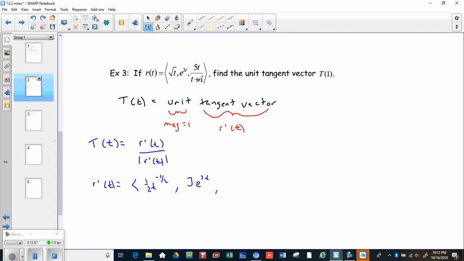And then this last one looks like we're going to have to do a quotient rule here. So let's see, the derivative of the top is 5 times the bottom, minus the derivative of the bottom, which is 1 times the top, all over the bottom squared.